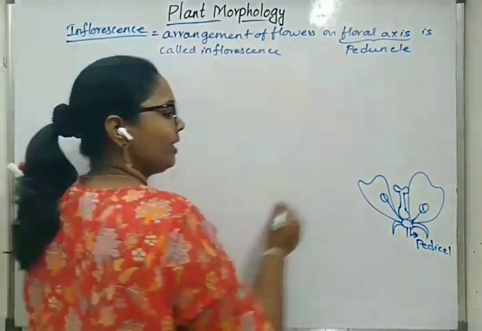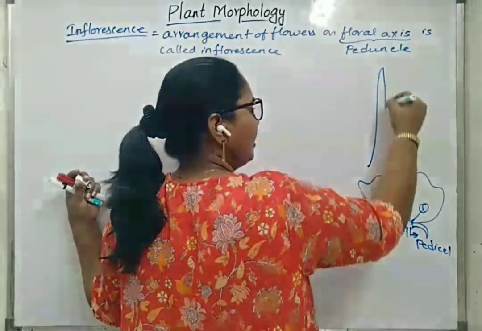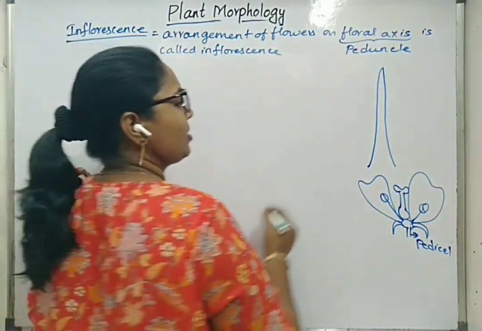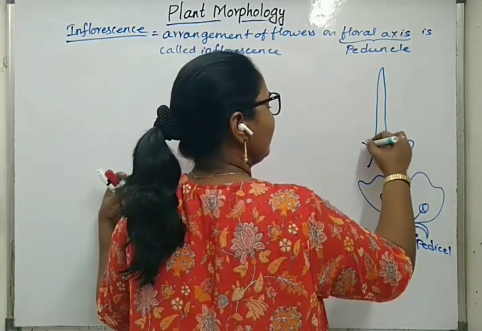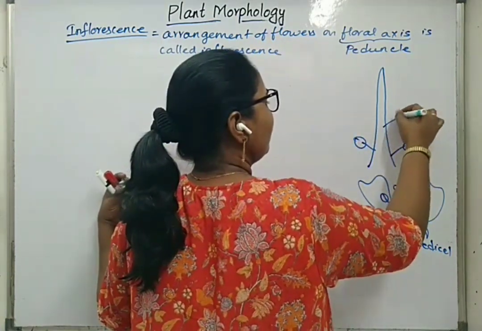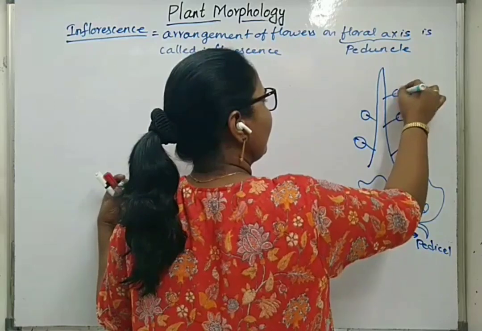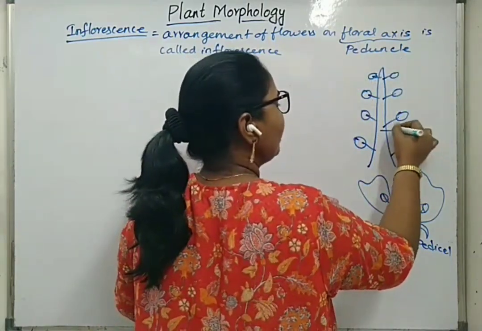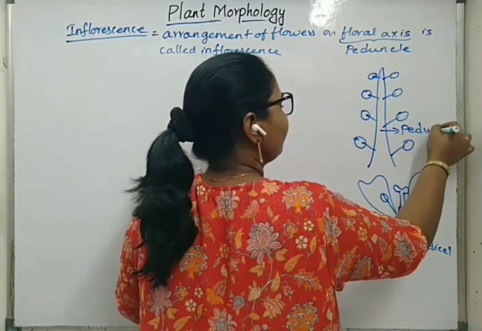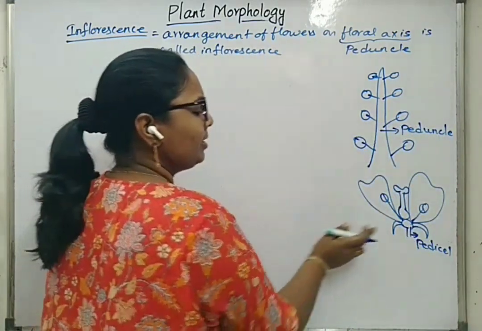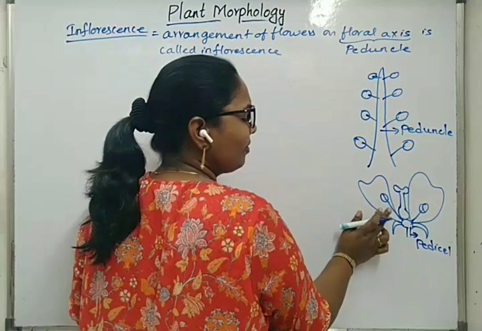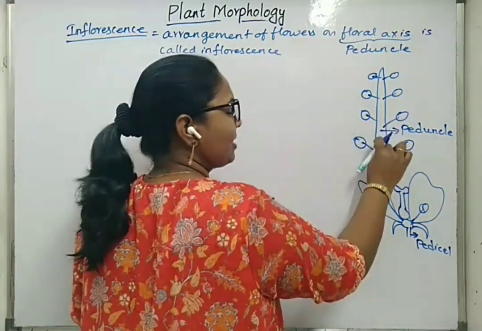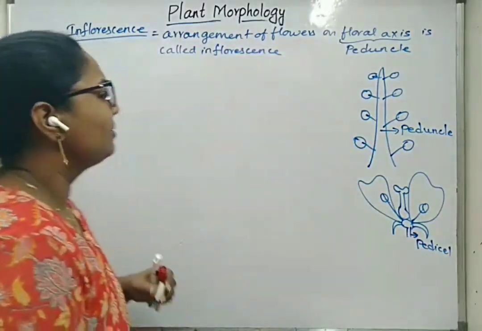But in case of inflorescence, there is one long axis, floral axis on which flowers are attached. For suppose if this is the long structure on which flowers are attached, then we call this one as peduncle. Means the structure on which one flower is attached is called pedicel. Many flowers which are attached on an axis, that axis is called as peduncle.